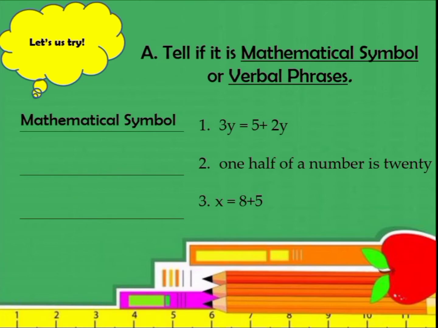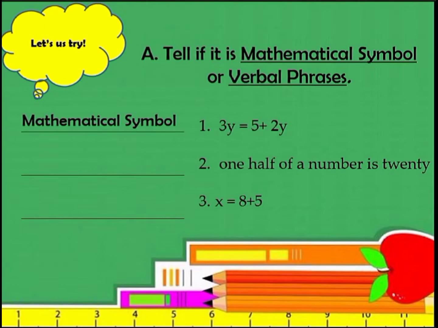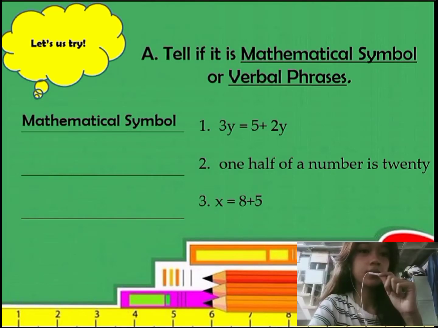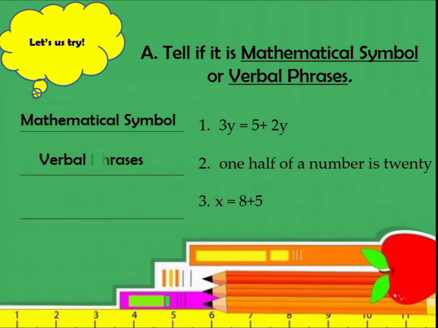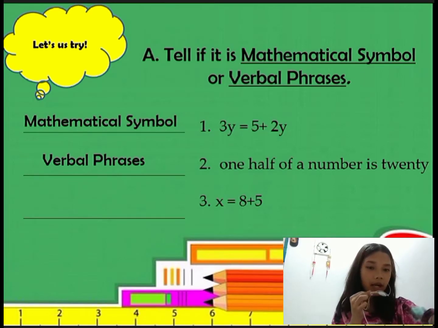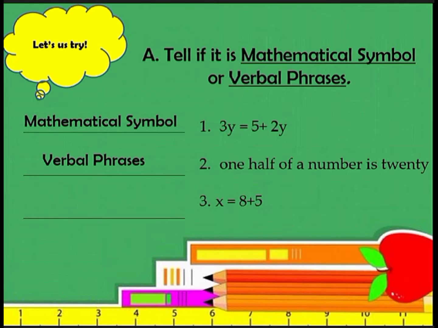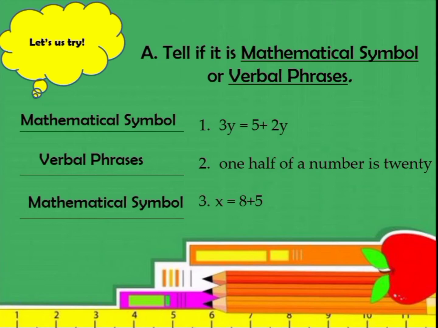How about in number 2? 1/2 of a number is 20. Who can answer? Verbal phrases. So let us see. Very good, Mikaela. It is verbal phrases. How about in number 3? X is equal to 8 plus 5. Who can answer? Mathematical symbols. Okay, let's see. Very good, Julian. It is mathematical symbol.